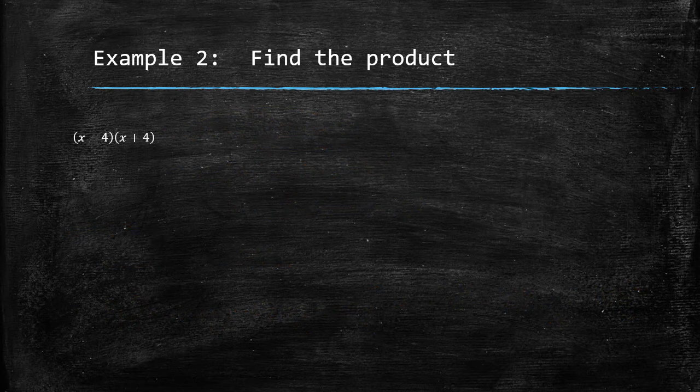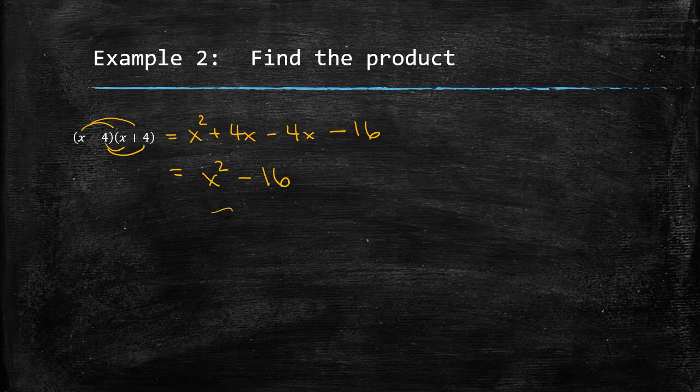Okay, again, we're still finding the product. X minus 4 times the quantity x plus 4. So we FOIL: x squared plus 4x minus 4x minus 16. So notice that the two terms in the middle cancel, and we end up with x squared minus 16. In a later section, we're going to be factoring, which means we're going to start with this x squared minus 16, and we want to write it as x minus 4, x plus 4. Sorry, this x squared minus 16 is known as the difference of two perfect squares.